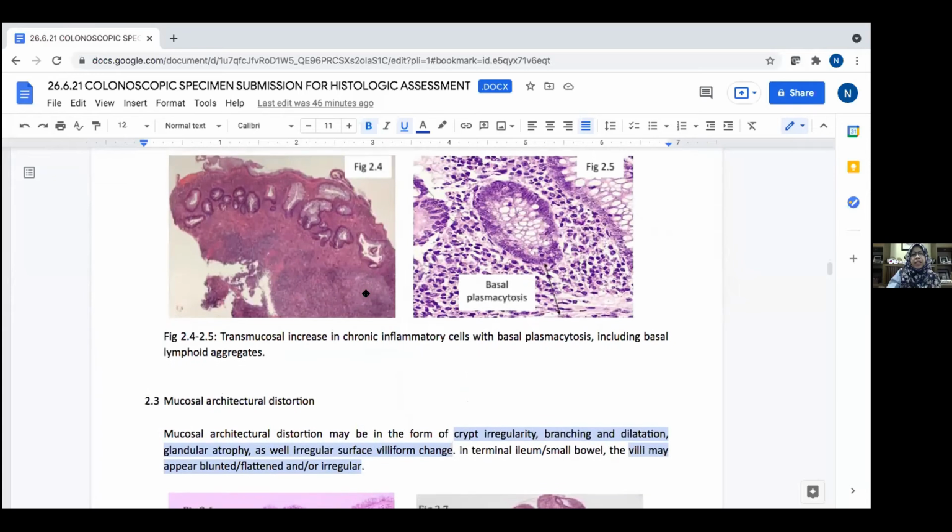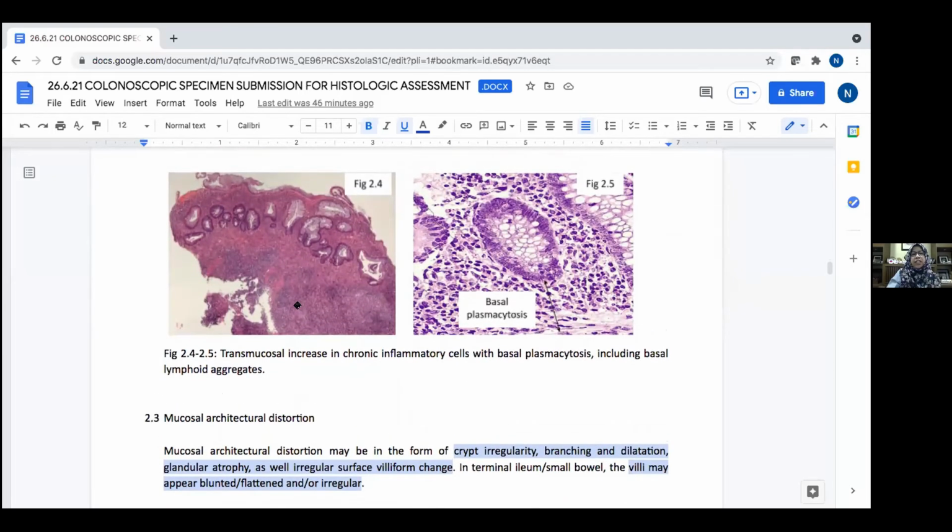Right. So figures 2.4 and 2.5 show what a transmucosal increase in chronic inflammatory cells is. The middle part of the lamina propria is filled with lymphoplasmacytic cells, and the amount is similar to the superficial part. Then there is separation of the base of the crypt from the muscularis mucosae. That is basal plasmacytosis. Basal plasmacytosis can also be represented by basal lymphoid aggregates, such as in figure 2.4.